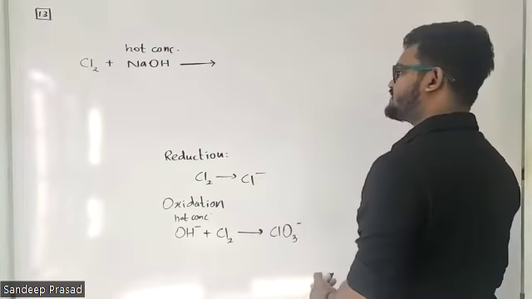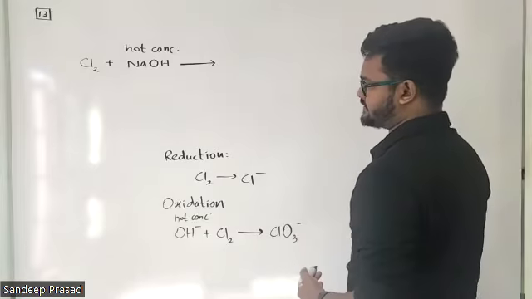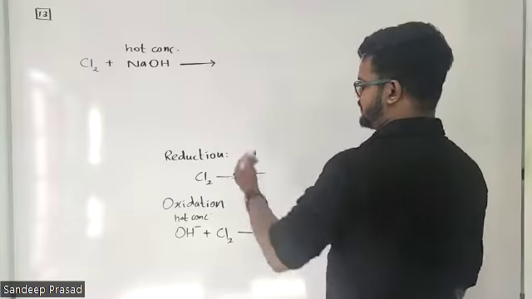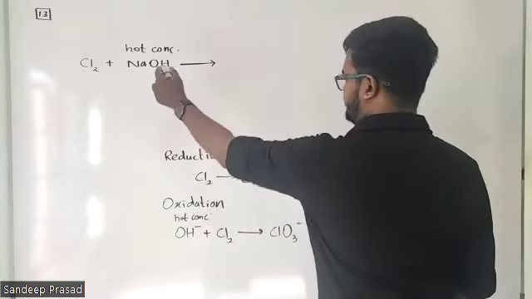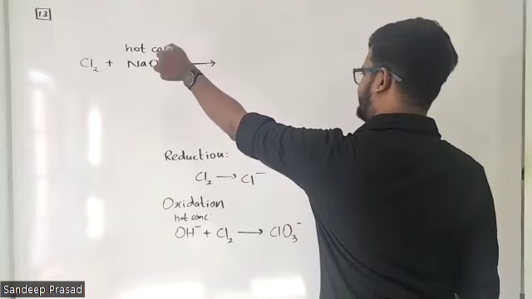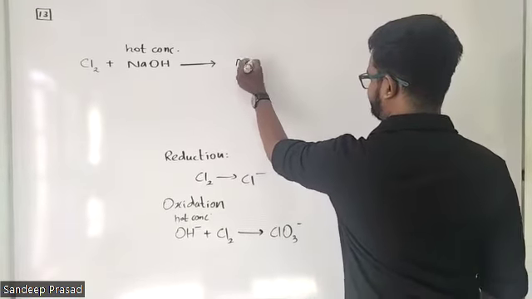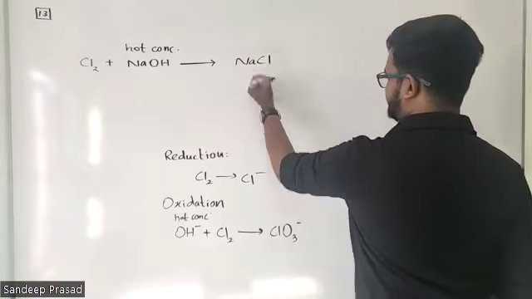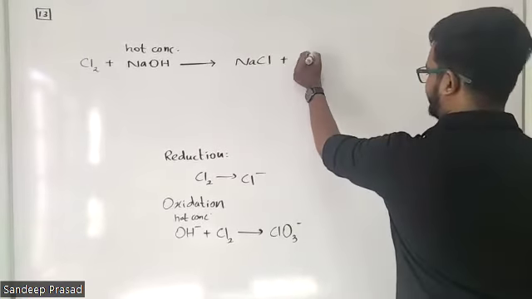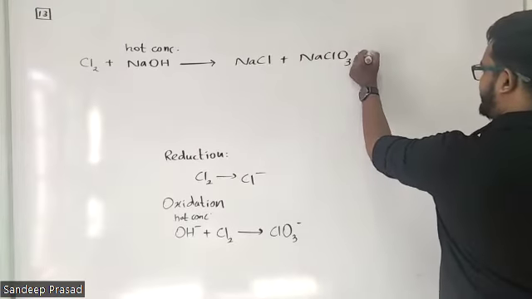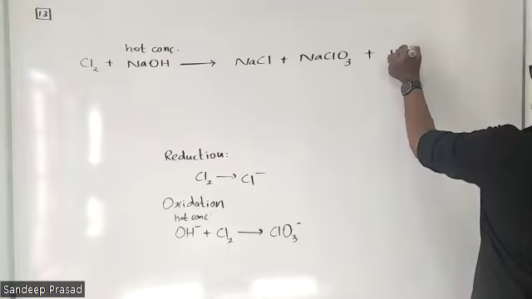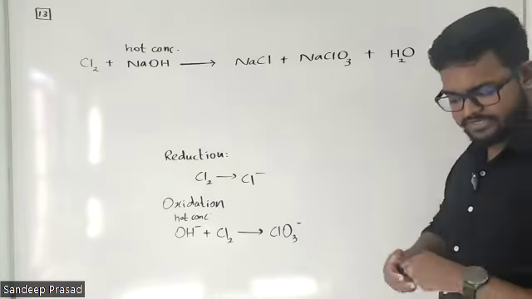But we know that we cannot write these things as anions. We have to neutralize them. We can neutralize them by giving the cation from the base, right? Sodium hydroxide here is the base. Then connect these anions with sodium: sodium chloride, sodium chlorate NaClO3, and the definite byproduct is water. Now do the balancing part.